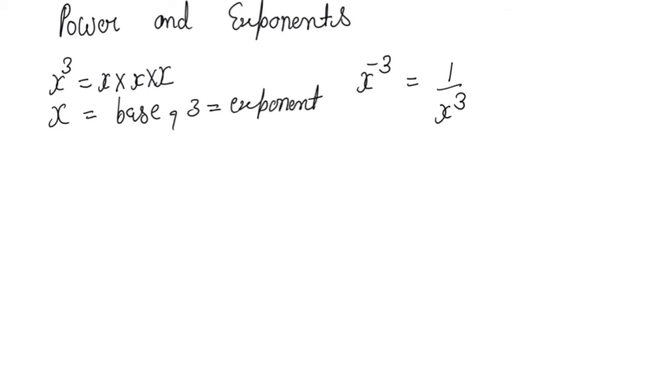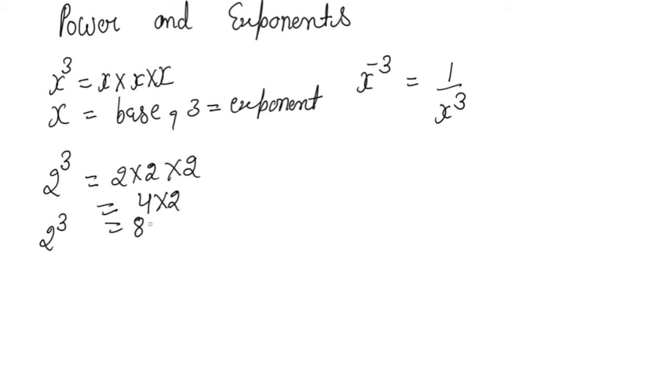So now let's take the example of the real number 2, which is a positive number. So 2 raised to the power 3, we have to multiply 2 three times. So 2 times 2 is 4, 4 times 2 is equal to 8. So 2 raised to the power 3 is equal to 8. So here 3 is a positive number, so it is a positive exponent, and 2 also is a positive number.